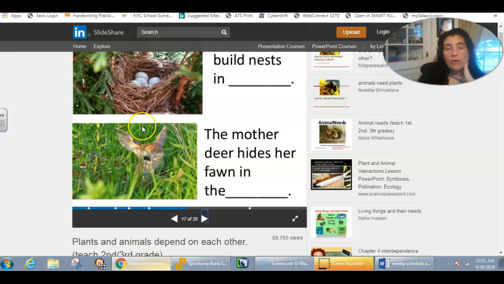So you see how animals and plants need each other to survive? Because if the bird didn't have anywhere to put her nest, her little eggs wouldn't survive. So she needs the plants, the trees. And the deer needs to hide her fawn from other animals that might eat it in the grass, which is a plant.